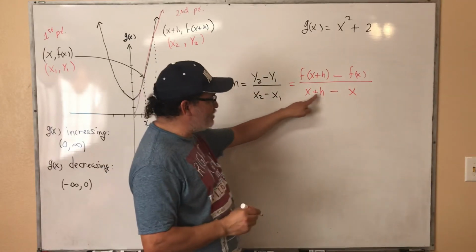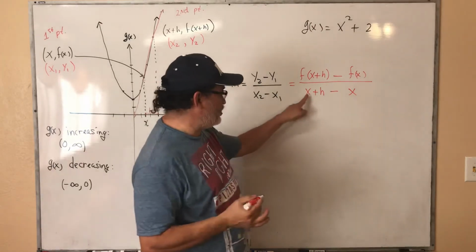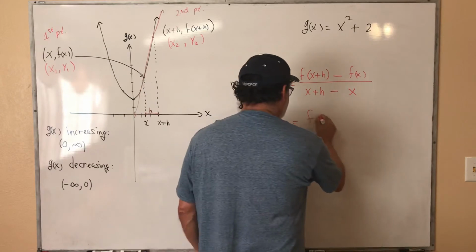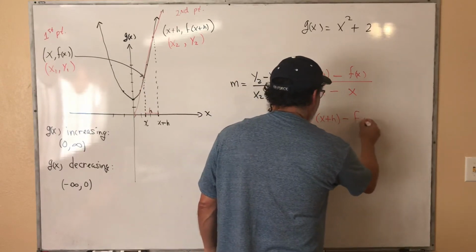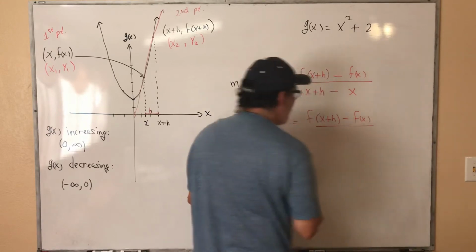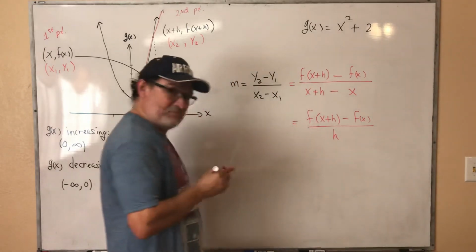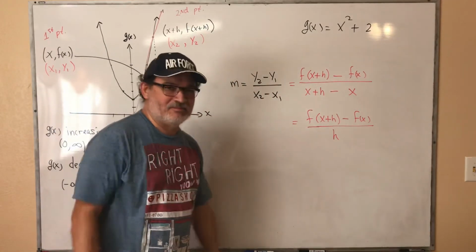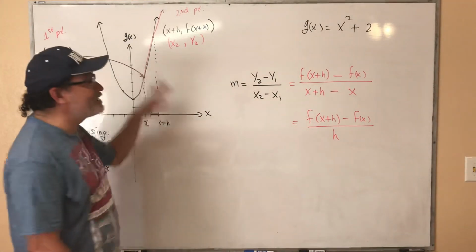Anybody knows what this x minus that x is? 0. This x cancels that x. So this is f of x plus h minus f of x divided by what? H. They call this the difference quotient. Guys, the difference quotient is just the slope between 2 points.